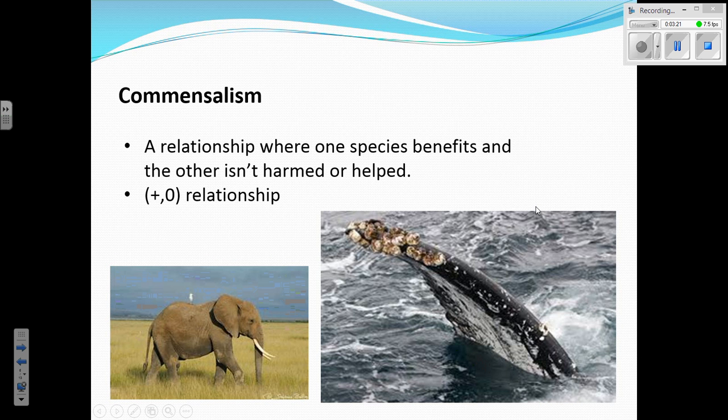Commensalism is another type of interaction that happens. It's a relationship where one species benefits and the other isn't harmed or helped. So it's a plus and a zero here. So one benefits and nothing really happens to the other one.